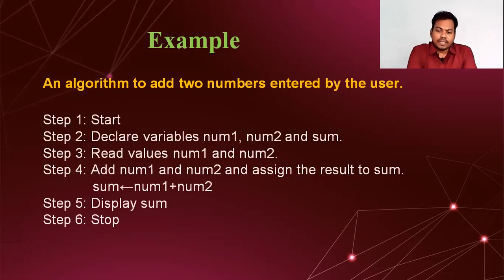Start, then declare variables num1, num2 and sum. Three variables you have to declare, and after that, reading the values, whatever the user will input, the first number, then the second number. All these numbers will be stored in different variable locations, and then addition of num1 and num2, and assign the result to sum. As you can see in the third step, sum gets num1 plus num2, with the arrow mark. So the addition of num1 and num2 will be stored inside the sum variable.